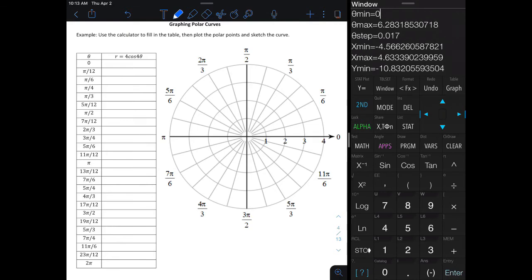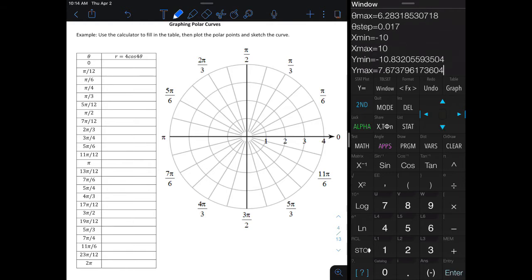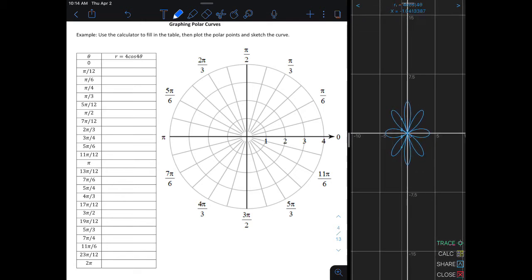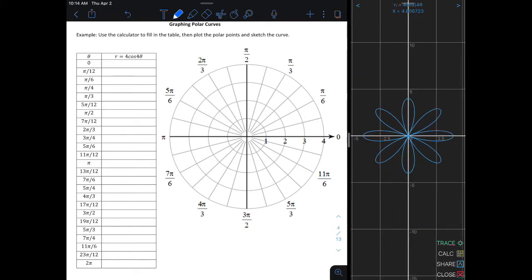And I want to set my window here. It's not necessarily a bad idea to start with your standard zoom window of 10 by 10. So x min negative 10, x max positive 10, y min about negative 10, y max 10. Then we'll press graph and look at it. It's not really zoomed square because of how small I got the screen, but it makes one of those rose curves, which is pretty neat.